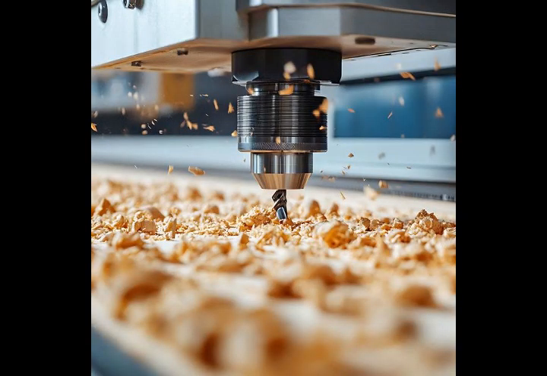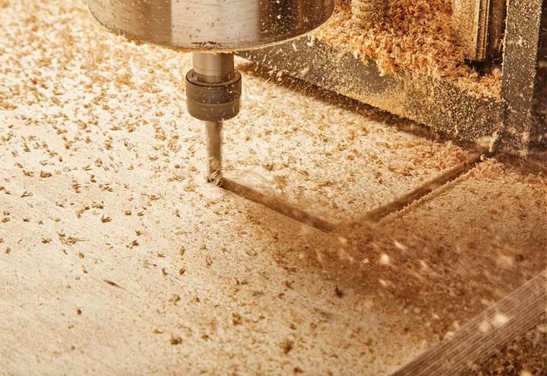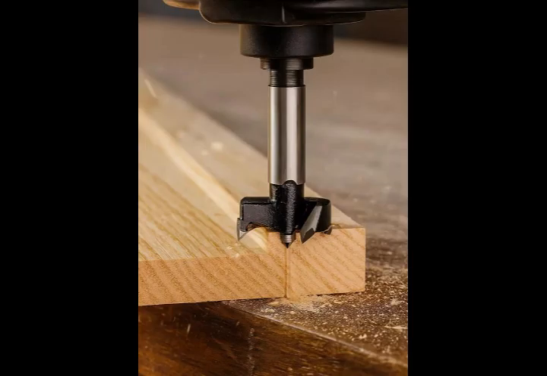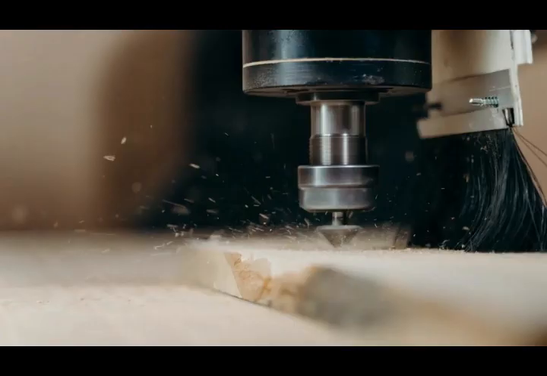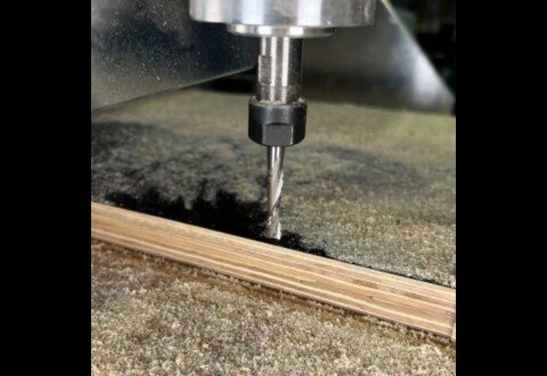Chip load. Chip load is one of the most misunderstood CNC concepts. It represents the thickness of the chip removed by each cutting edge during one revolution. Too little chip load means the cutter rubs the material instead of cutting it. This creates friction, excessive heat, and rapid tool wear. Too much chip load increases cutting forces and may break the tool. Finding the proper chip load is essential for both productivity and tool life.